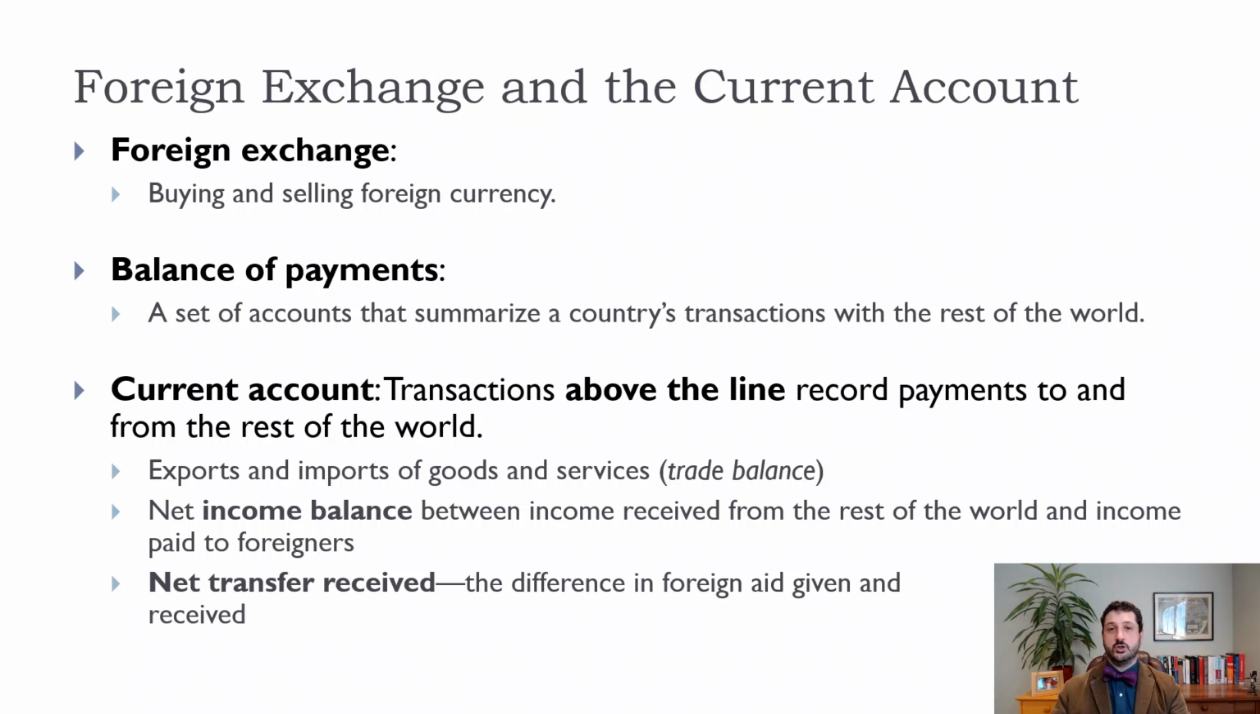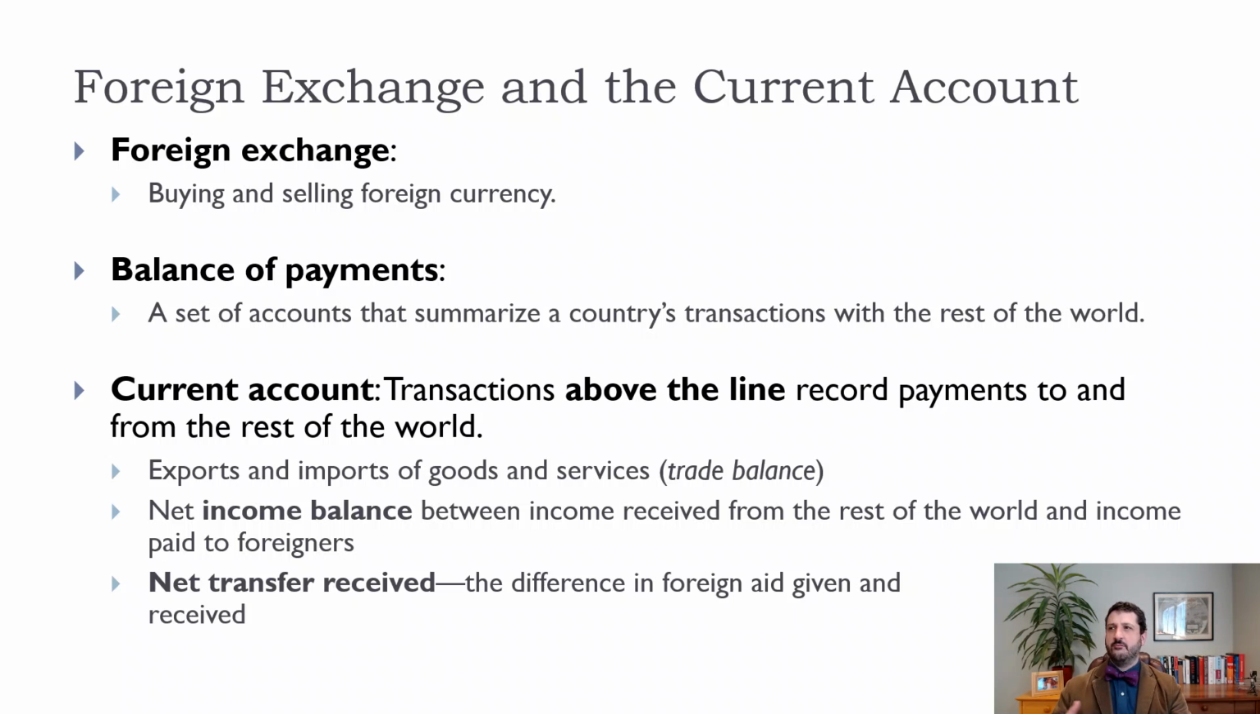that summarizes the country's transactions with the rest of the world. So now, so far, we've been mostly talking about exports and imports of goods and services, right? That's the trade balance. But it's not the only flow of transactions that happens with the rest of the world. There's also a net income balance.